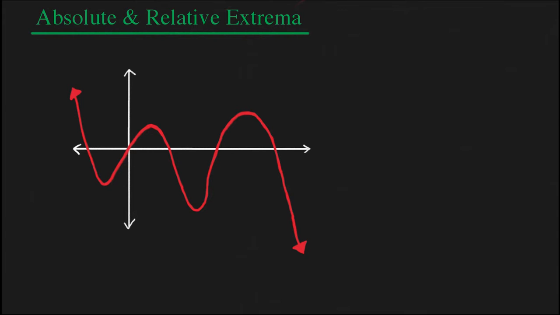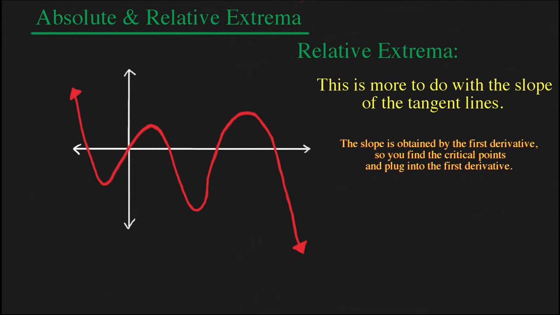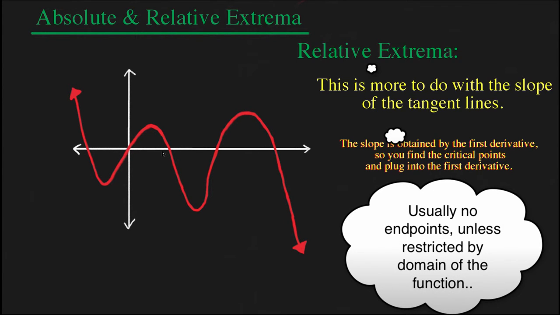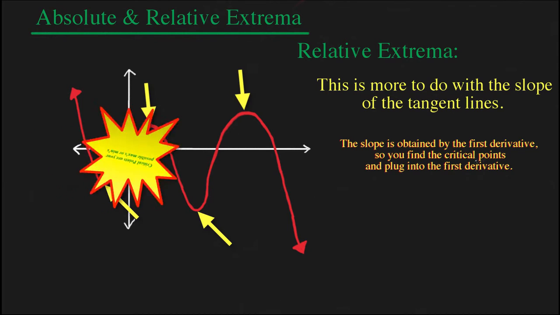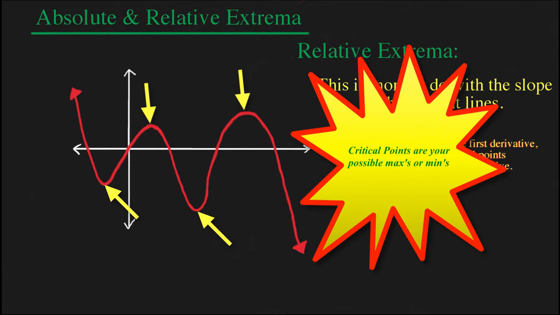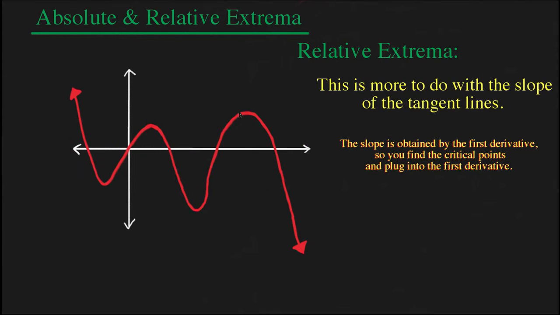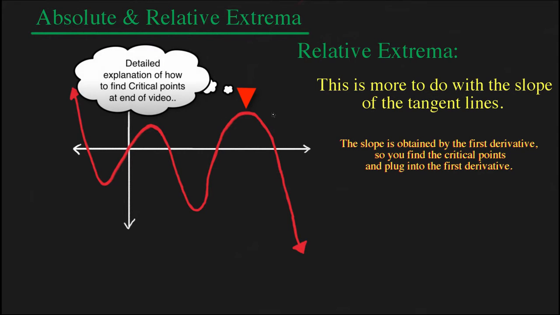In relative extrema, we are no longer looking at a portion of the function, we're looking at the entire function, and we're looking at the slopes of the tangent lines. And we get the slopes of the tangent lines by doing the first derivative. And you find the critical points, and you plug into the first derivative, not the critical points themselves, but test points on either side. When we plug in a test point on either side of this critical point, obtained by setting the first derivative equal to 0.